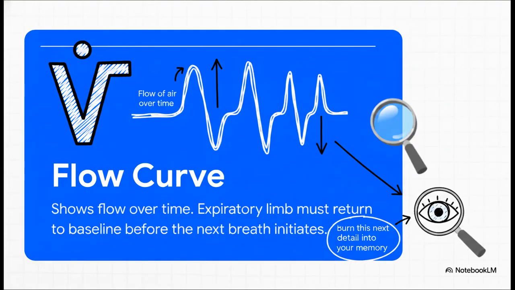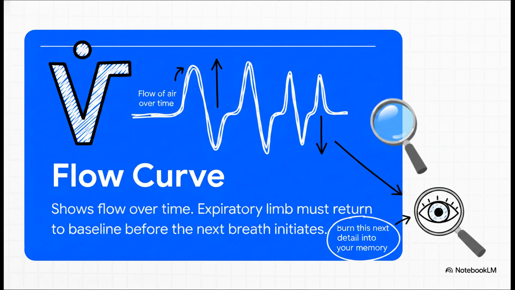Next up is the flow curve, which you'll often see signified by a V with a little dot on top of it. This shows the flow of air over time. The breath kicks off with a sharp, positive increase on the inspiratory limb that kind of gradually tapers off. Then, it drops down below the line to become the expiratory limb.